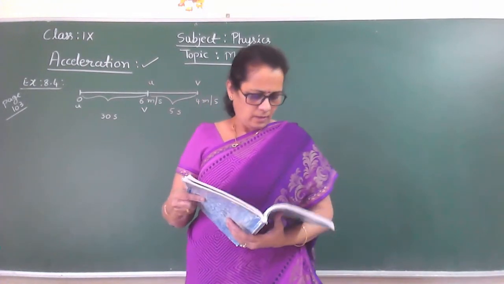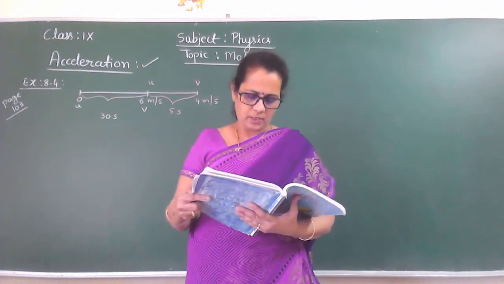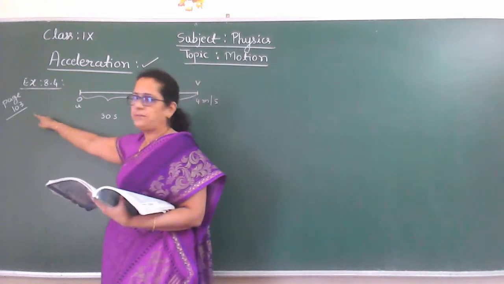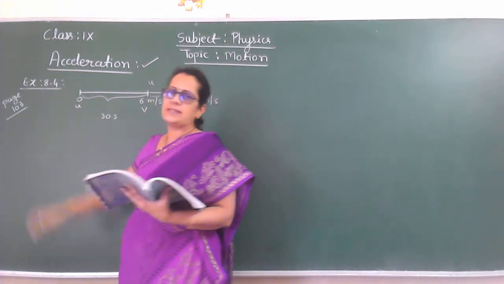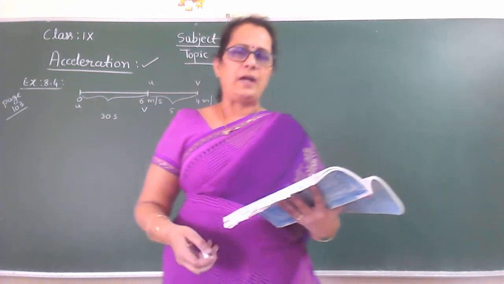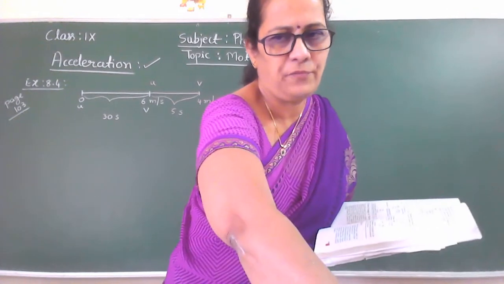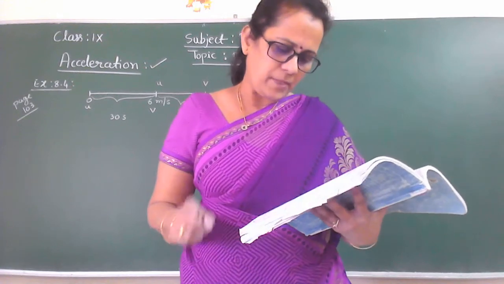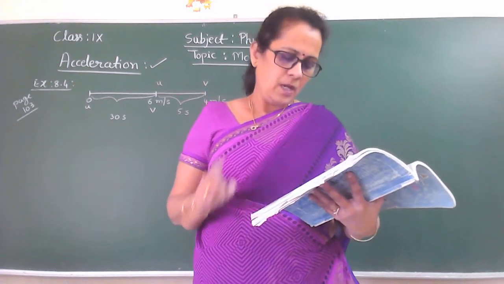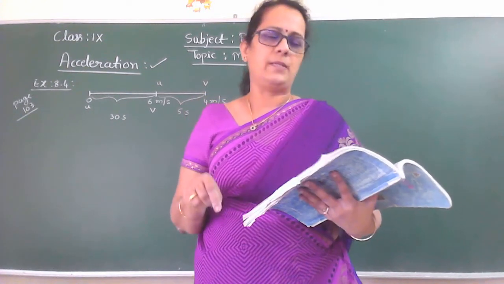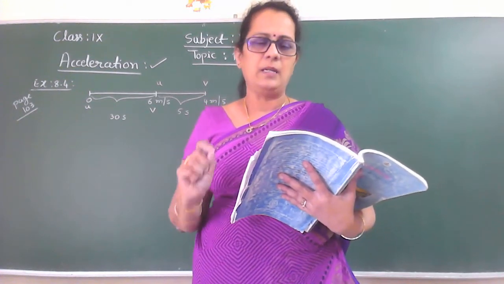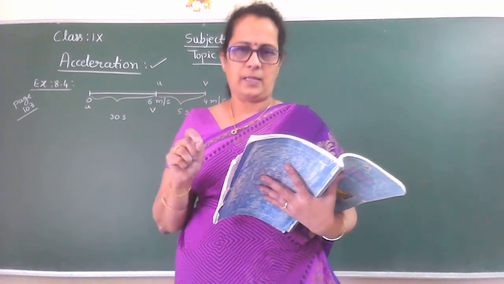Yes children, I will read the question which is on page number 103. Exercise 8.4. If you have the textbook, you refer to it, otherwise you listen. Starting from a stationary position, Rahul pedals his bicycle to attain a velocity of 6 meter per second in 30 seconds.